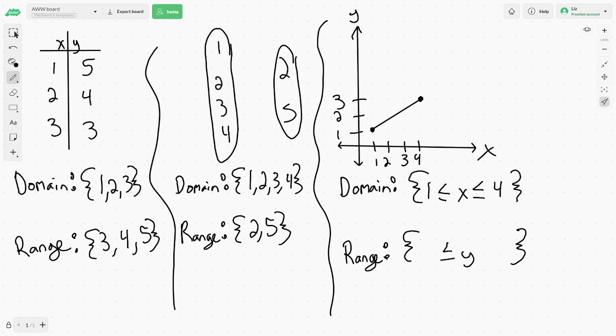The same way y is somewhere in between 1 and 3. Y can be 1. It can be 2.9. It could be 1.0001. It could be 2.5. So it's anywhere in between these numbers. The reason why we didn't do that before is because we were given specific points. Over here, we're given a graph that's including everything in between.